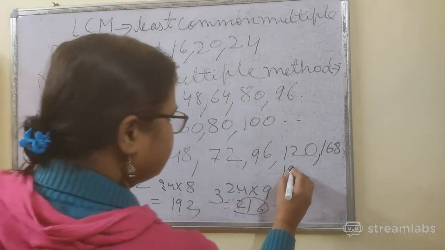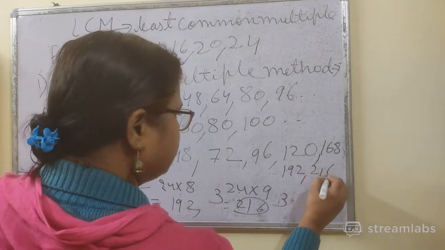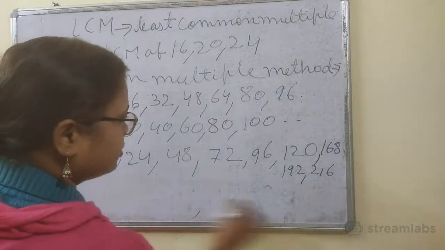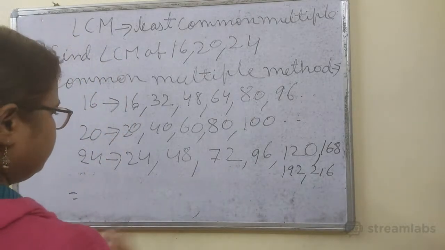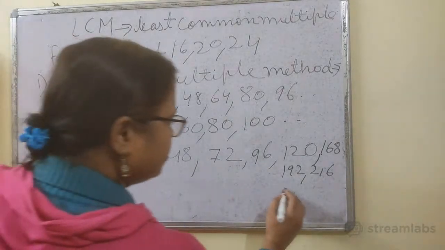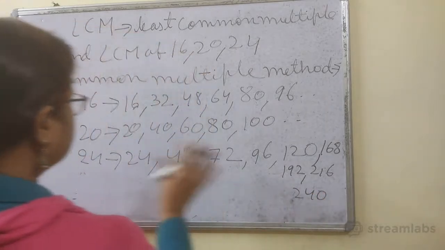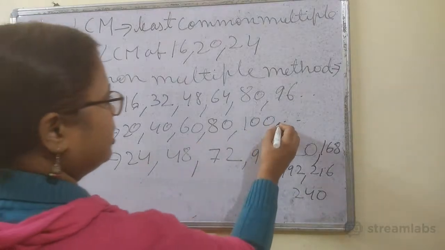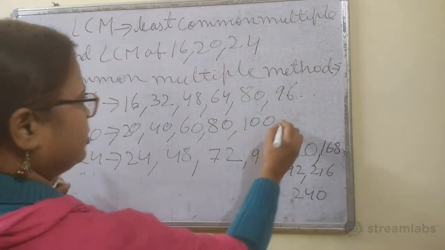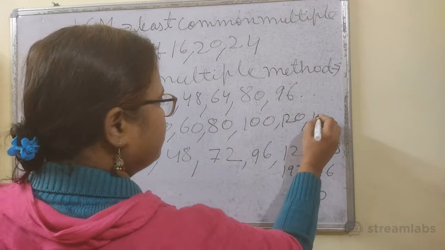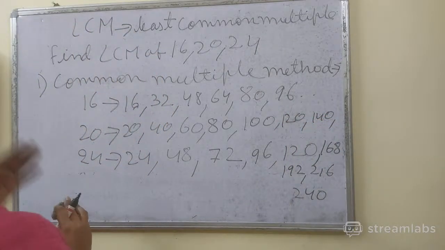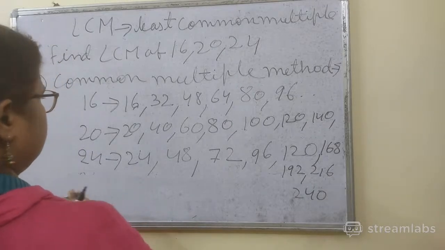So here we can write 192 and 216. Clear? Then 10, so 240 into 10. Till 10 here also we can write. So 100, after 100 is what? 120. After 120, 140. It will go very long. Actually, it will go very long.